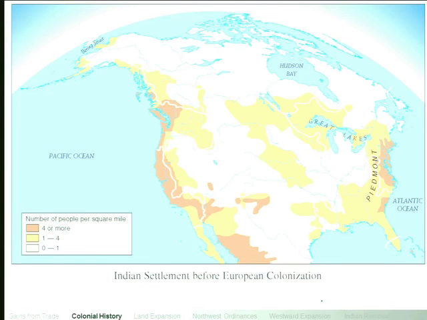We can see the settlement. So the darker the shade, the greater the number of people. Now, this is not a lot. The darkest shade here is 4 or more people per square mile. But quite a lot of settlement here along the Pacific coast, quite a lot along the eastern seaboard and down here in Georgia, settlement throughout a big chunk of the southeast, settlement in the middle part of the country, and so on. So there was a lot of settlement throughout the area.